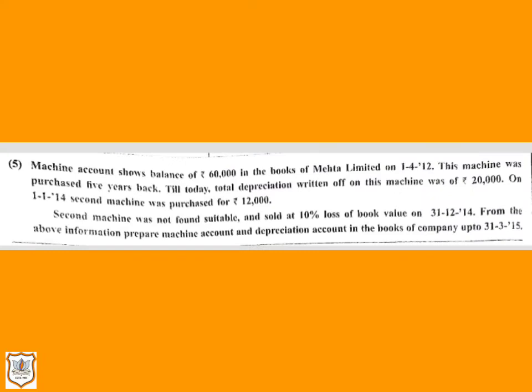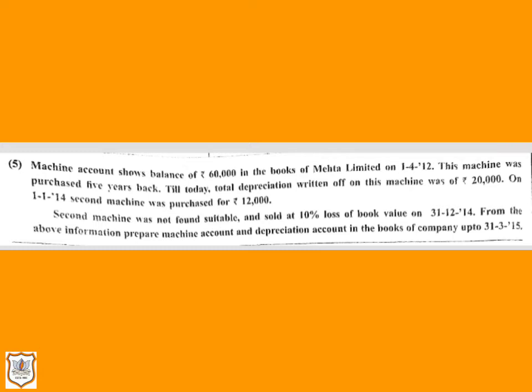Today we are going to do question number 5. Machine account shows balance of rupees 60,000 in the books of Mehta Limited on 1st April 2012. This machine was purchased 5 years back. Till today, total depreciation written off on this machine was rupees 20,000.